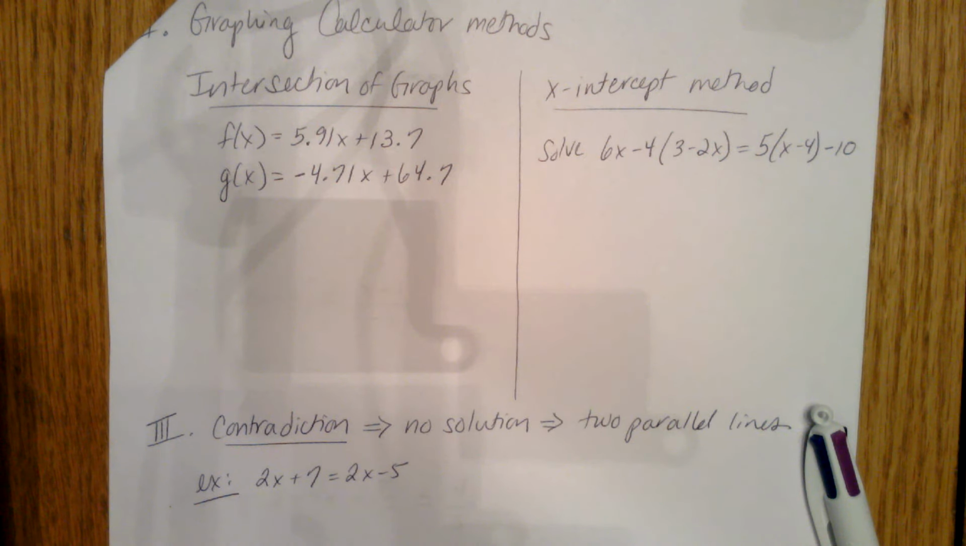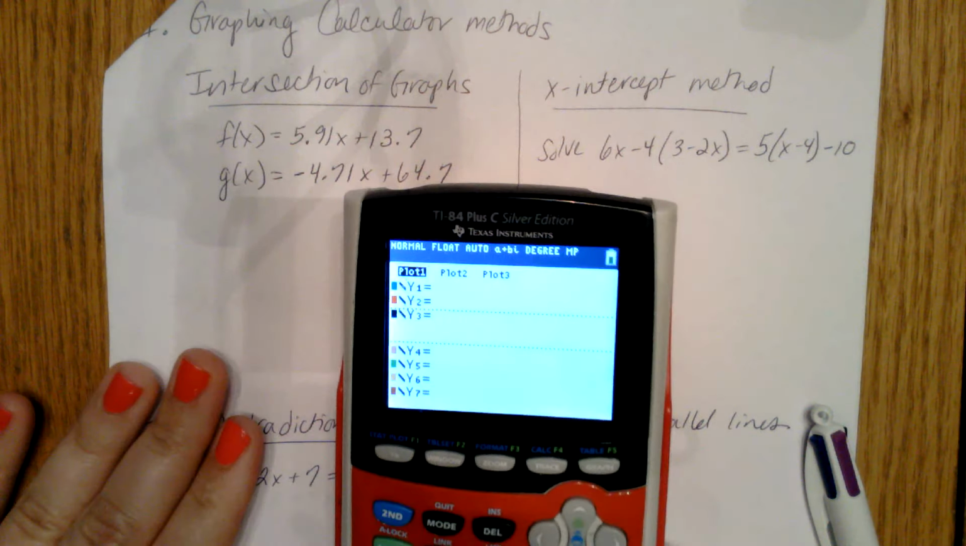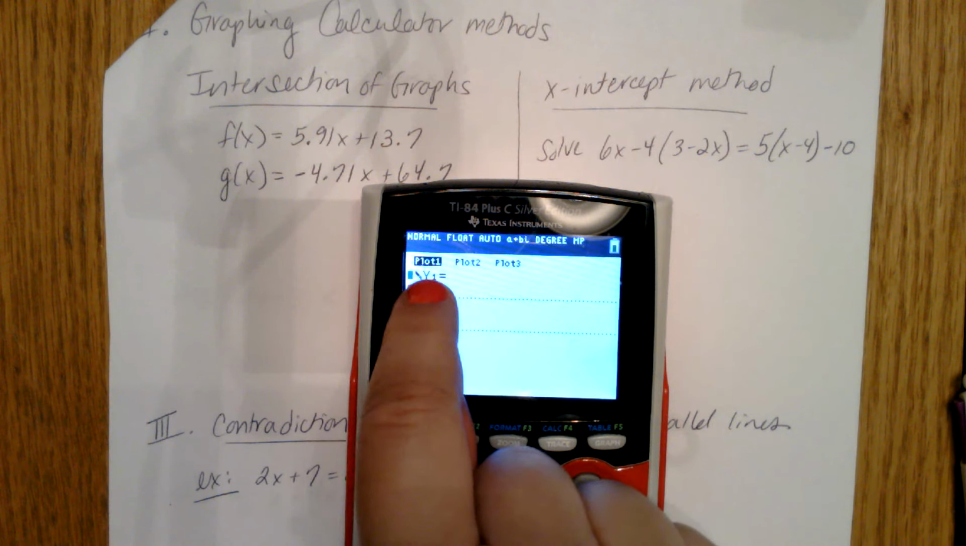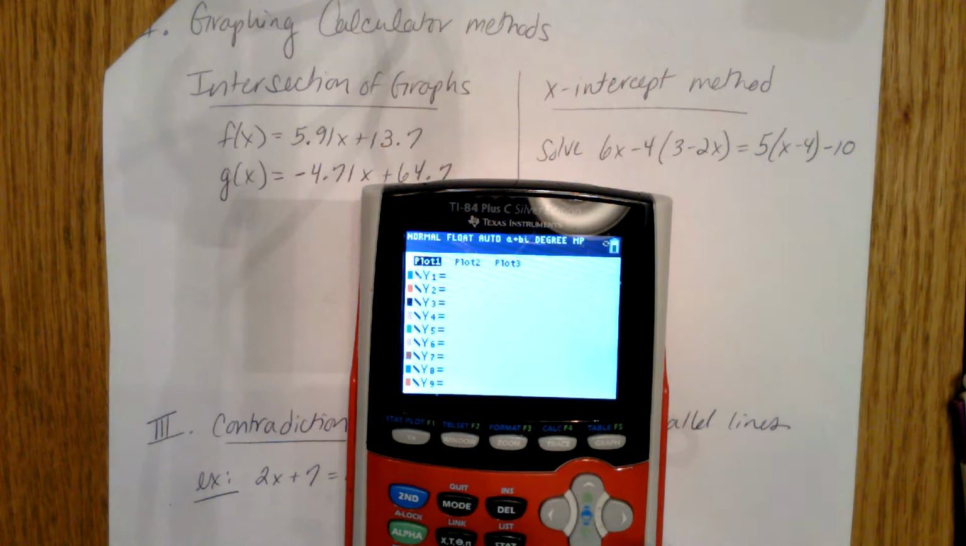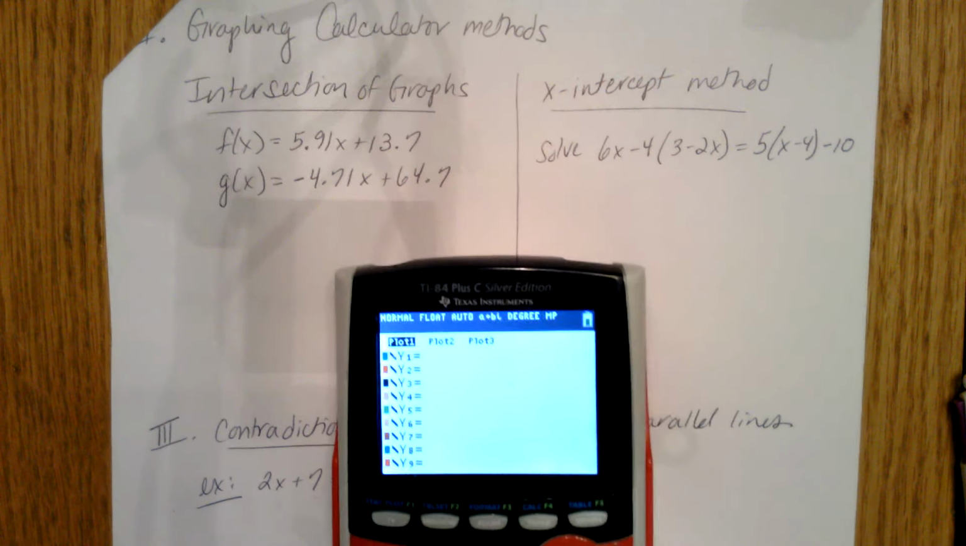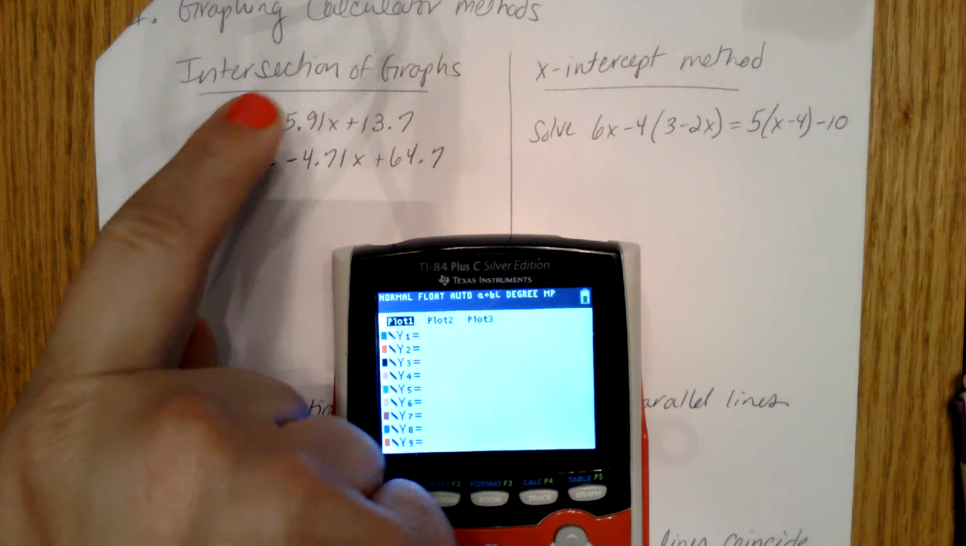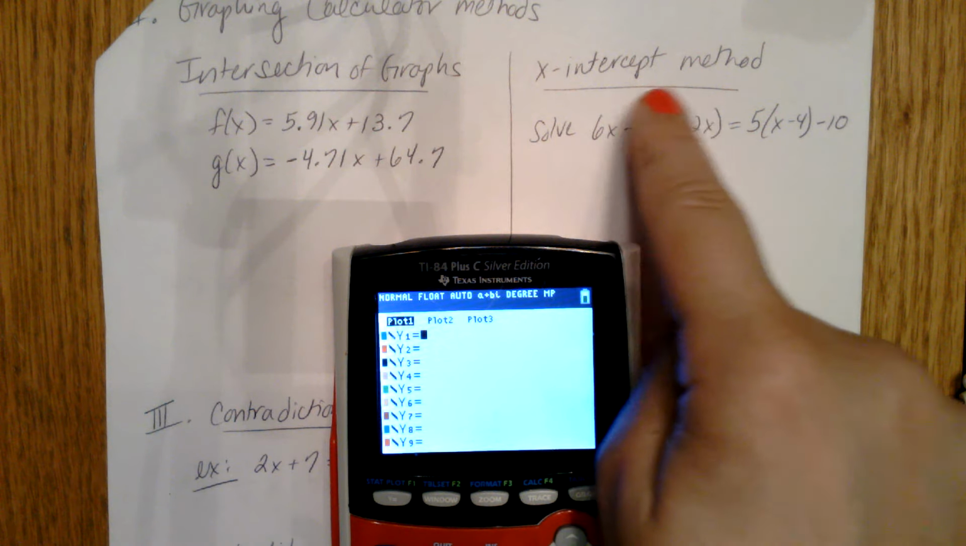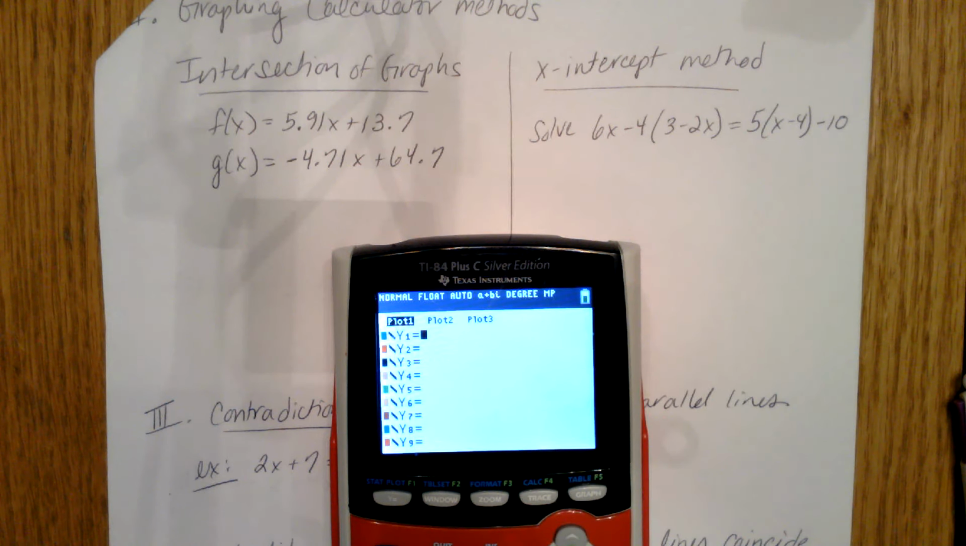But let me just show you how to do this real quick in the calculator. And I did something on purpose here. I left the plot one on because I have a feeling many of you might have a plot one on. But type in, we're going to do two different types of methods. One is called the intersection of graphs. The other one is called the x-intercept method. We're going to do both. You can use these as a nice way to check. But type in f of x, 5.91x plus 13.7, and then negative 4.71x plus 64.7.